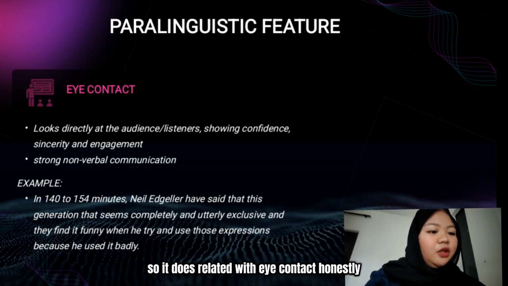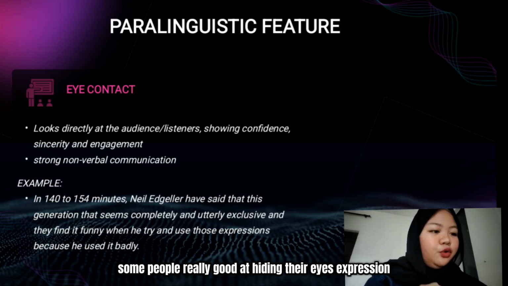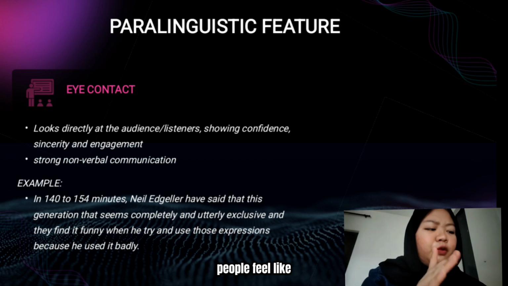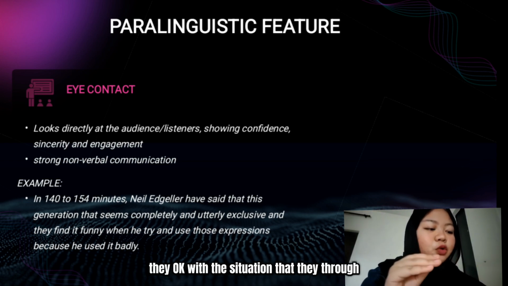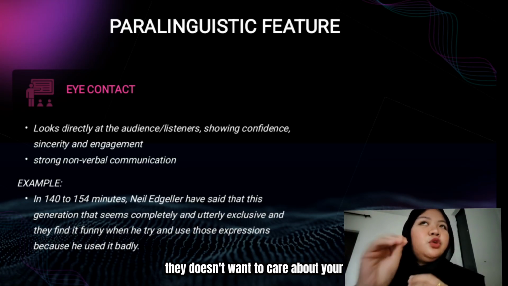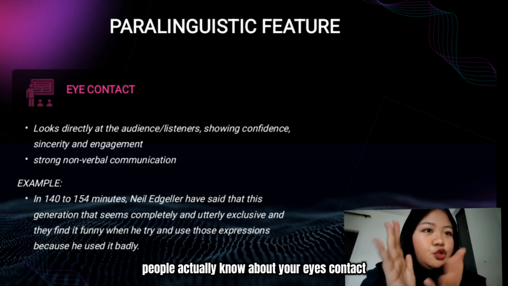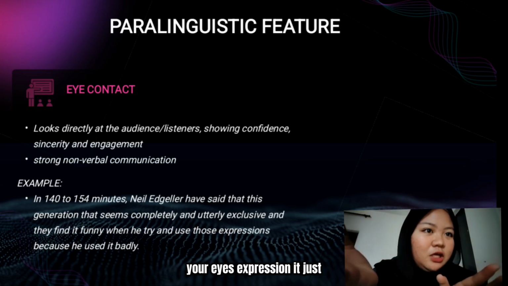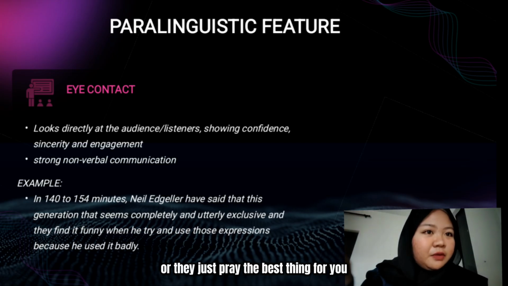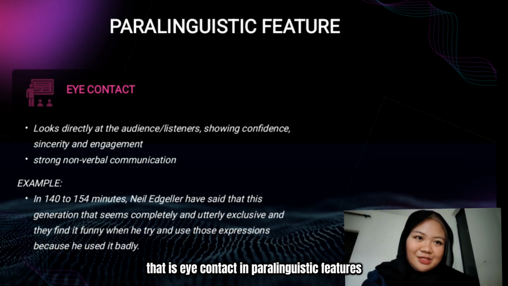So it does relate to eye contact. Honestly, eyes can't lie if a person is doing something badly. Yes, some people are really good at hiding their eye expressions, but actually they can't. It just makes people feel like they're okay with the situation. Some people will think that they don't care about your life, even though people actually know about your eye contact and your eye expression. It's just that they don't care, or they just pray the best for you. That is eye contact in paralinguistic features.